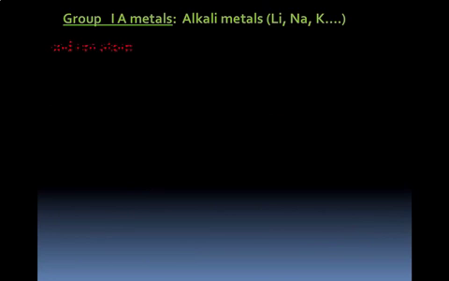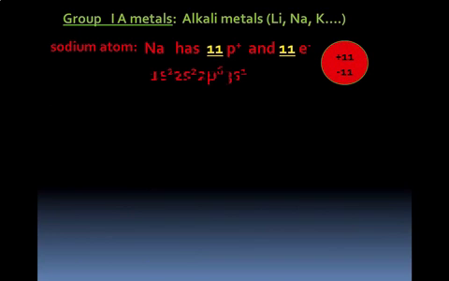The first group is the alkali metals. An atom is going to have a neutral charge. So we'll use sodium for an example, and it has 11 protons and 11 electrons. Its electron configuration is 1s2, 2s2, 2p6, 3s1. So that 3s1 is keeping it from having the configuration of a noble gas.